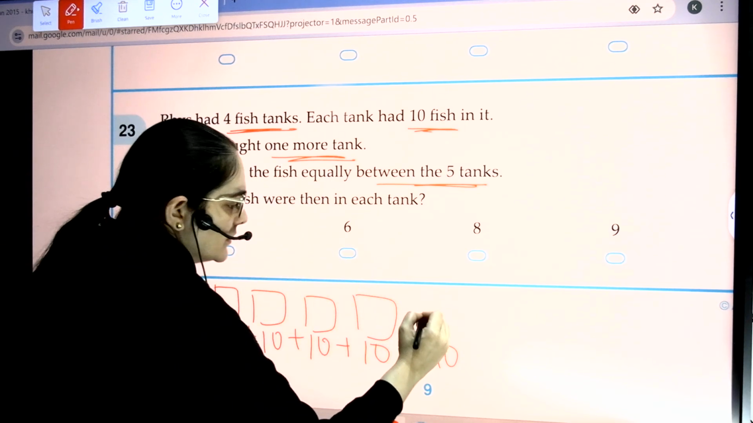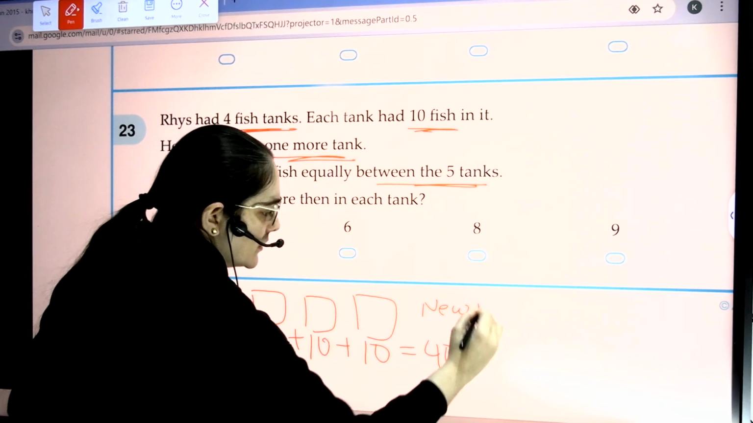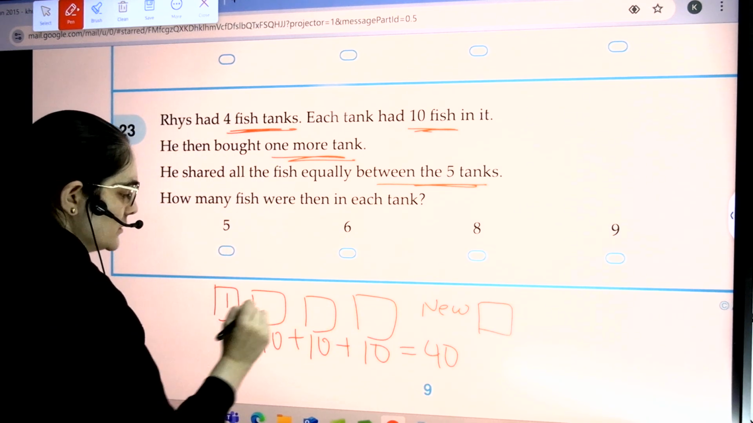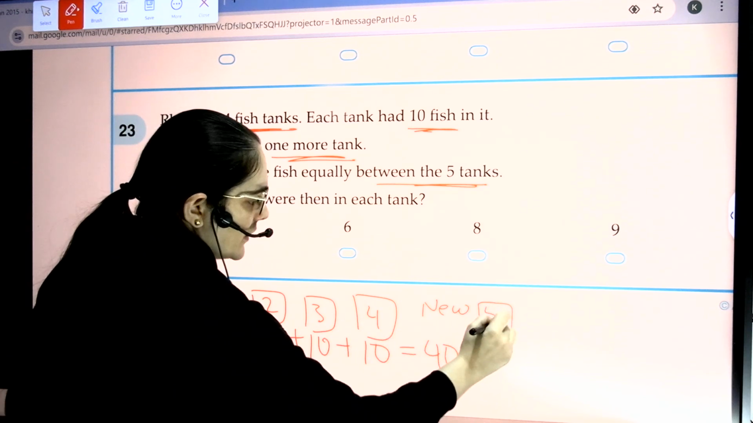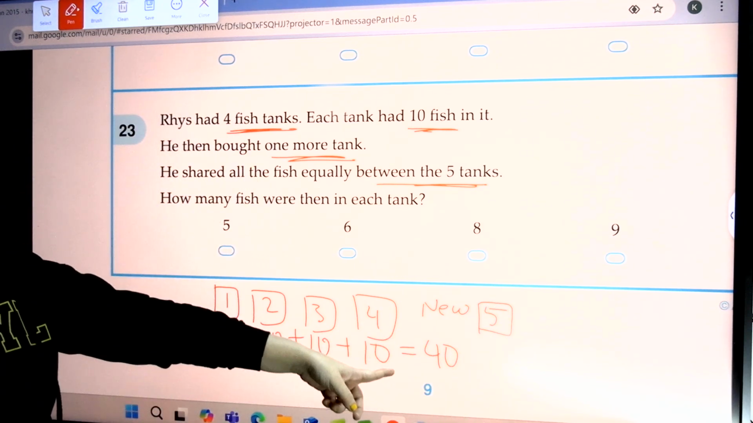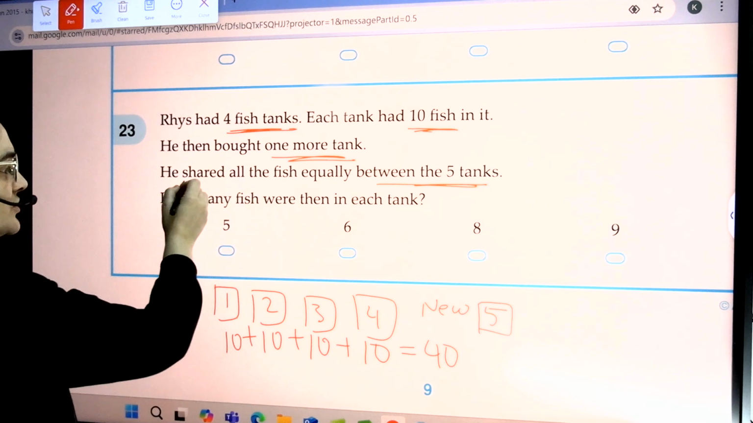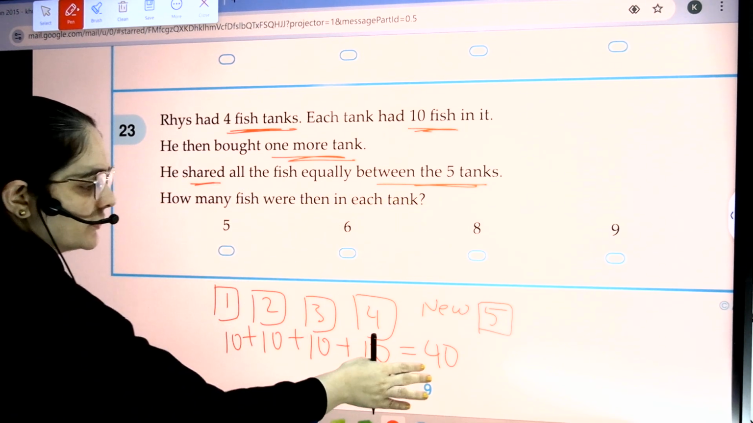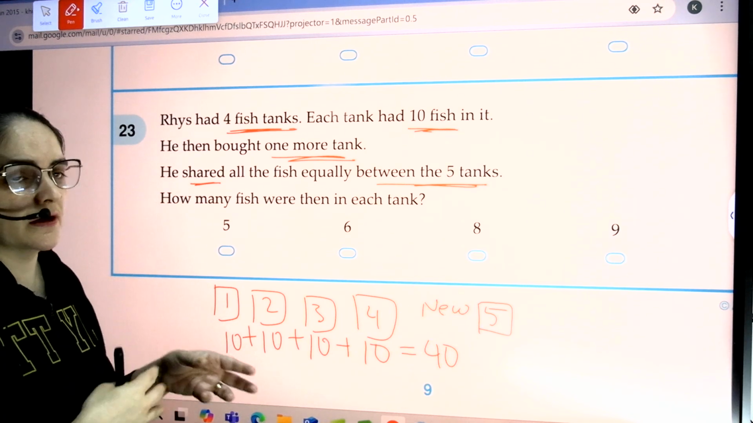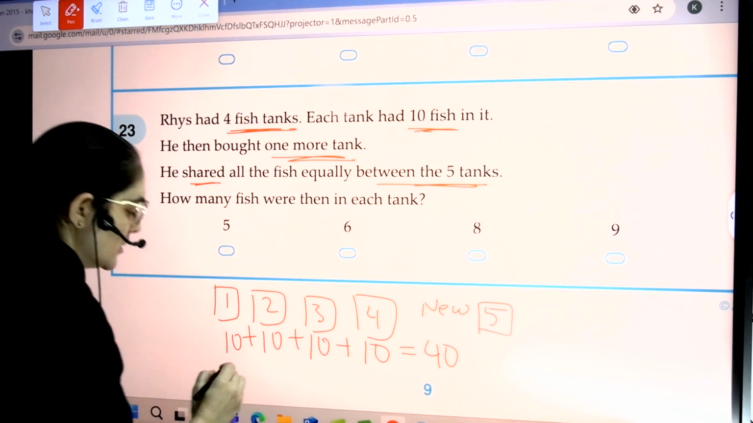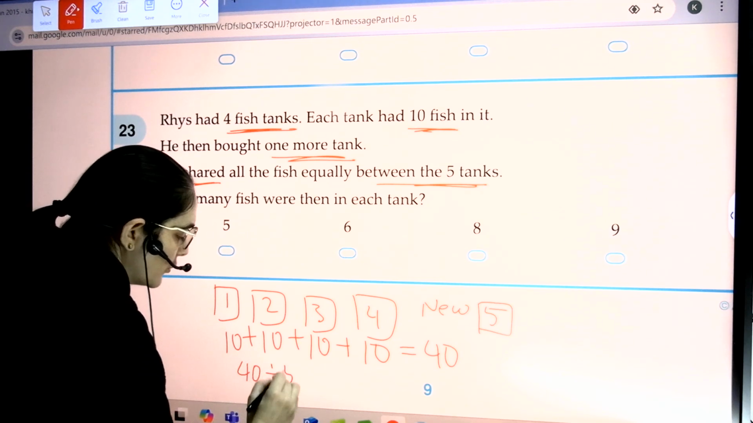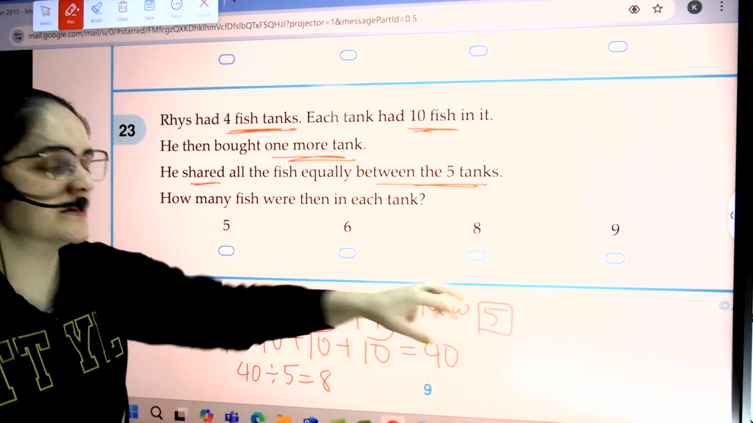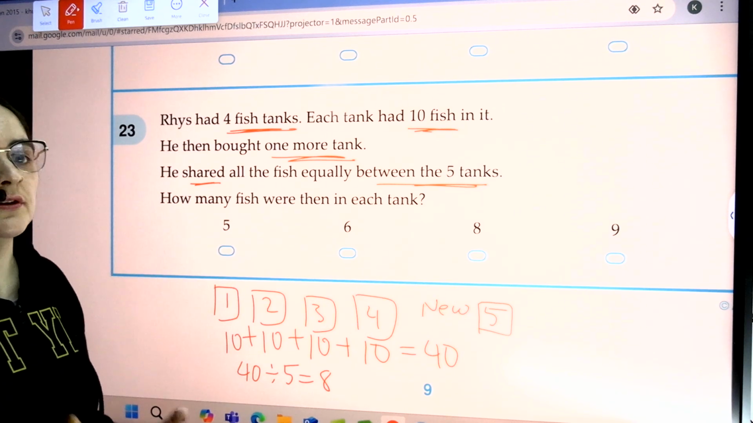So if he is buying a new tank, now he has 5 tanks, isn't it? 1, 2, 3, 4, 5 tanks, but the total fish is the same, 40, and he wants to share all the fish equally between the 5 tanks. So that means 40 fish, 5 tanks, division, like how many 5s can go into 40? So you should be dividing 40 by 5, which is 8. 8 plus 8 plus 8 plus 8 plus 8 is 40. So division will do.